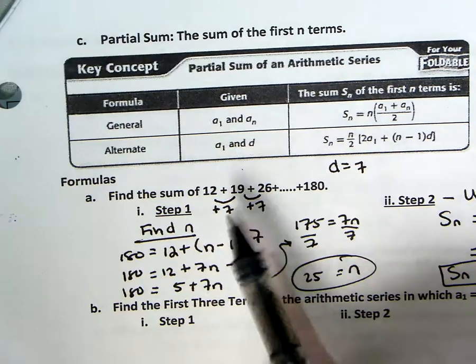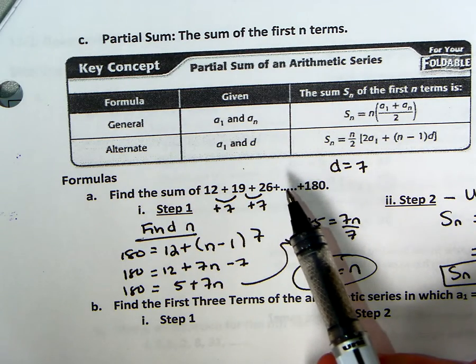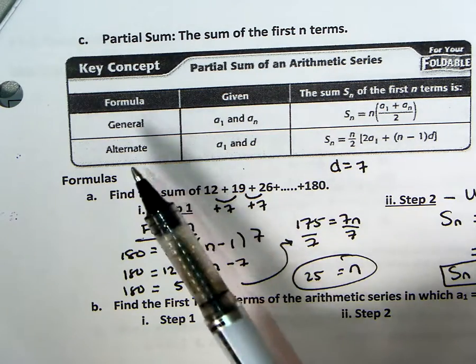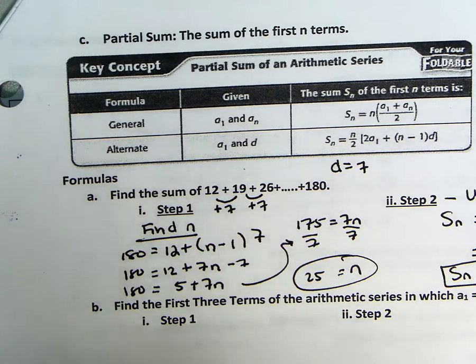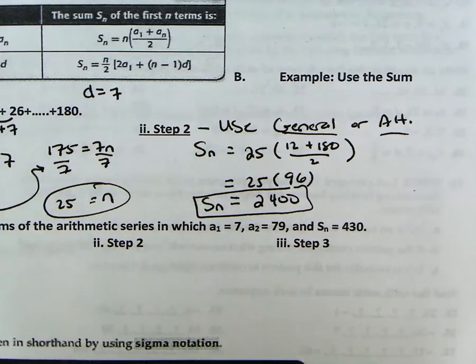The sum of 12 plus 19 plus 26 plus your next one would be 33, and so on and so forth until you get to 180. You could use the alternate, because we have d as well. We found that, and that would work out perfectly fine. It's up to you. There you go. So there are the notes for that.